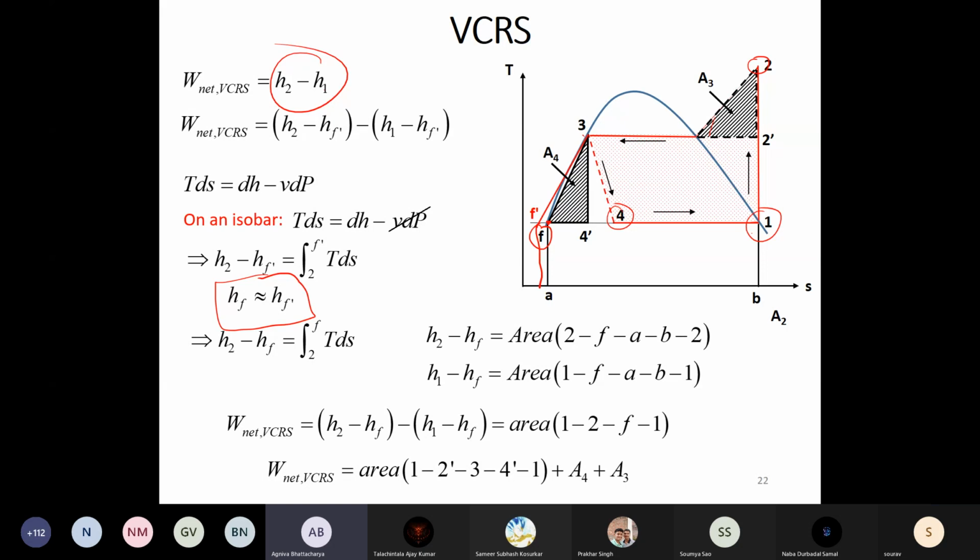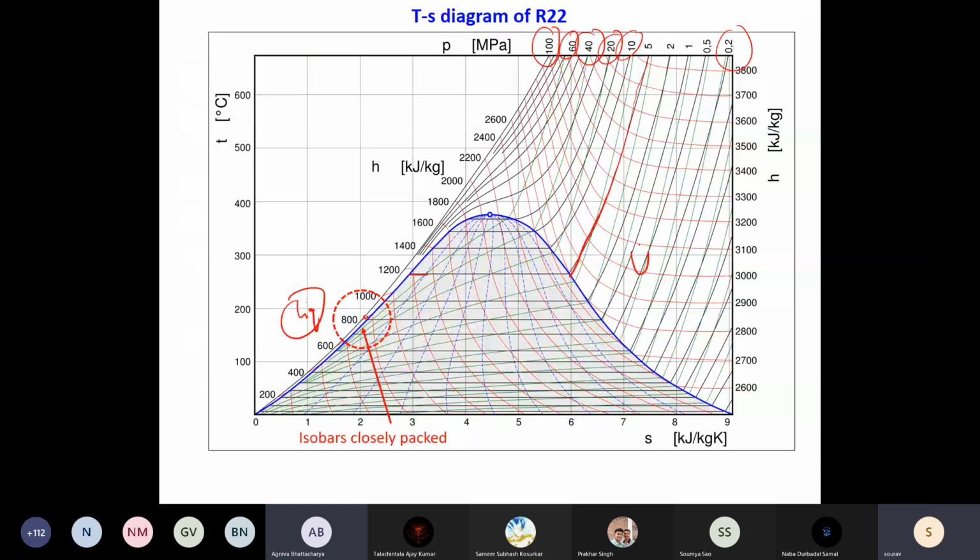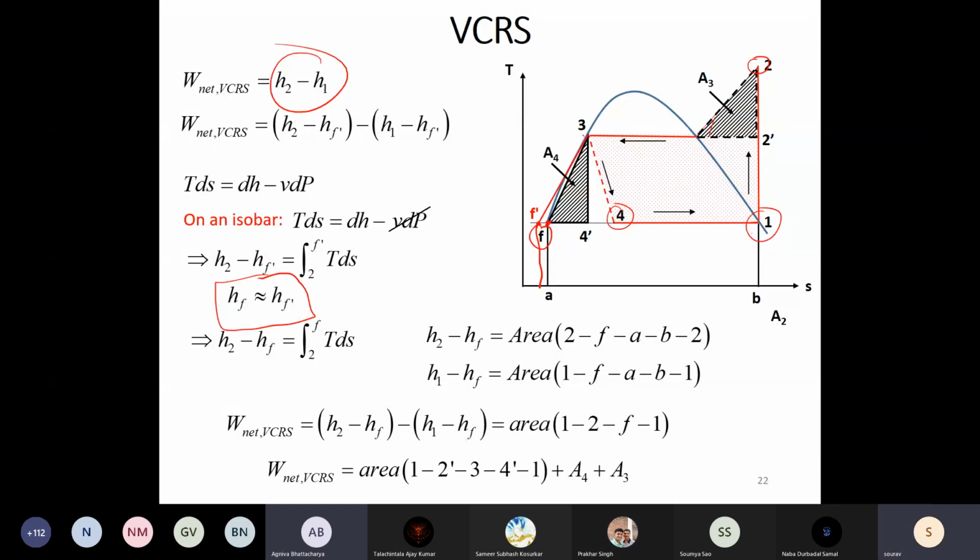Not convincing enough? The point F prime and F will be very close to each other. Can you see it from this plot itself? Yes or no? Yes, sir. Okay. So only one yes. So I'll assume that others also agree.